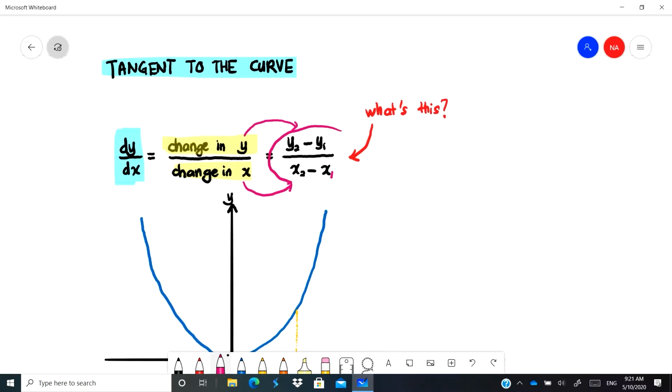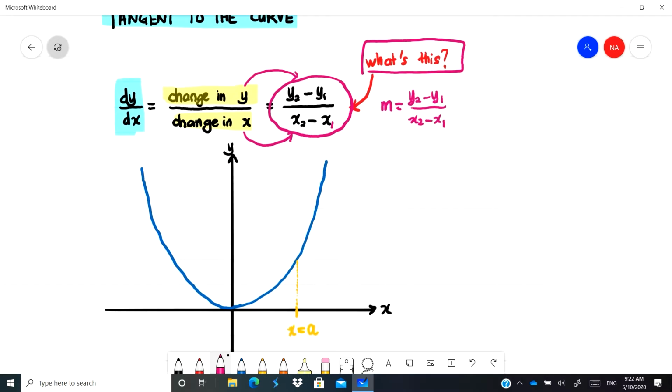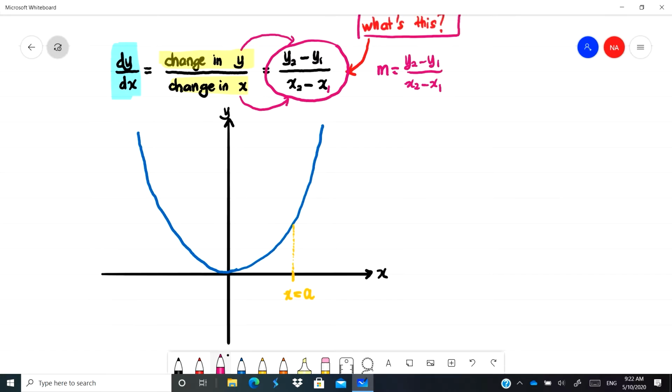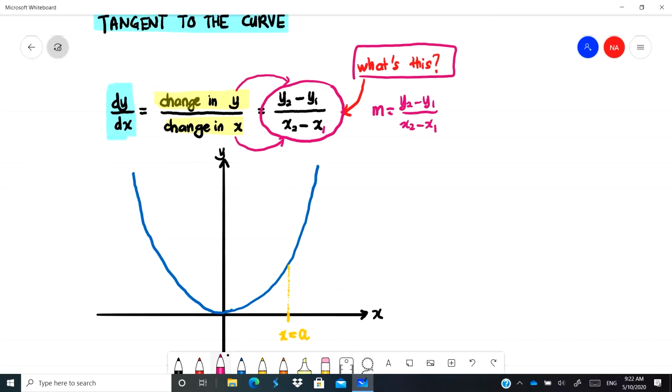If you recall, this is the equation of the tangent. We write m equal to y2 minus y1 over x2 minus x1, as you may recall from high school mathematics. But never mind, I'll do some revision here. Suppose we have the graph of x squared. What is actually dy over dx? I'm going to discuss the meaning of dy over dx.